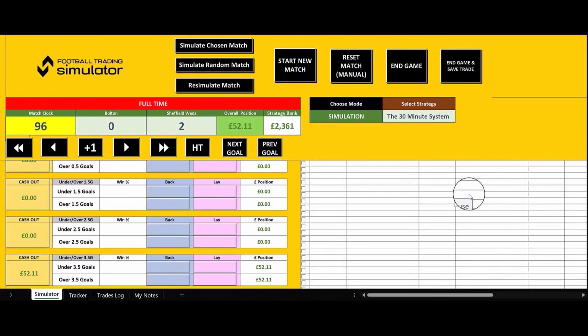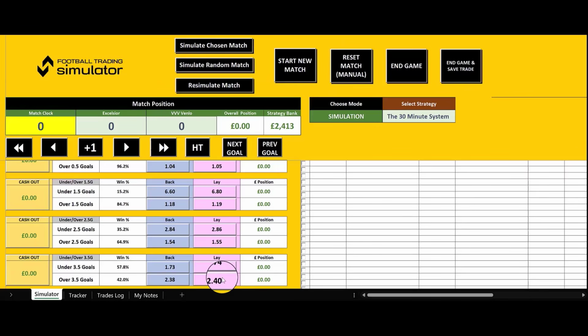So anyway, let's try another one. That was Bolton against Sheffield Wednesday, I think from the Championship. Let's try and bring up another market. Let's see what happens from here. And we got one from the Dutch League. So you would think, surely, the Dutch League, full of goals. Full of goals. This is surely going to be a potential losing trade for us.